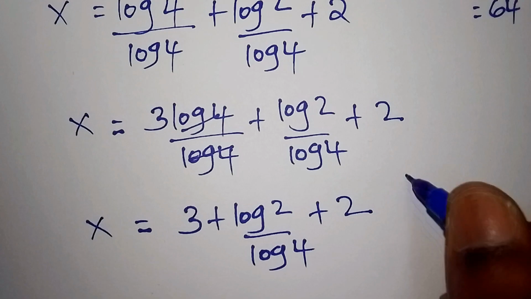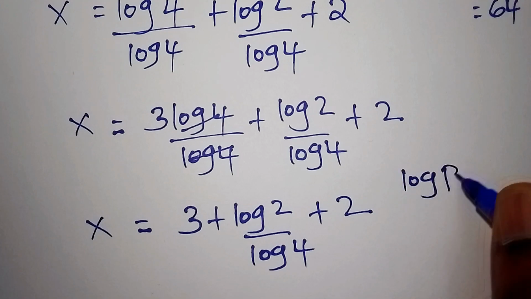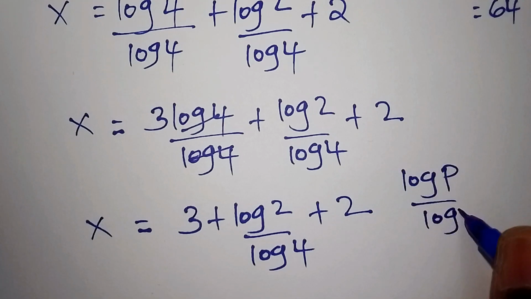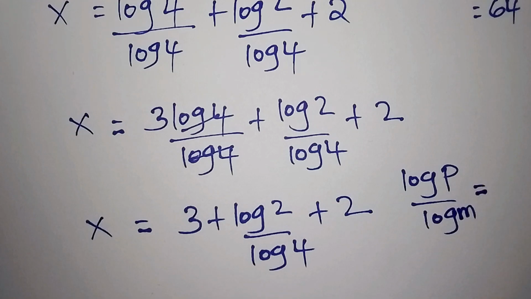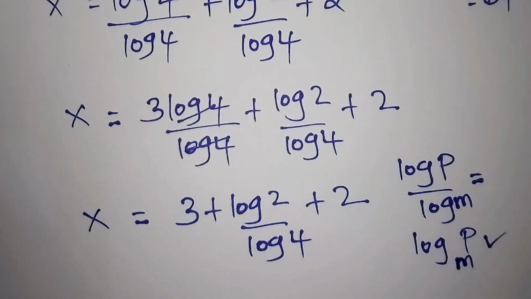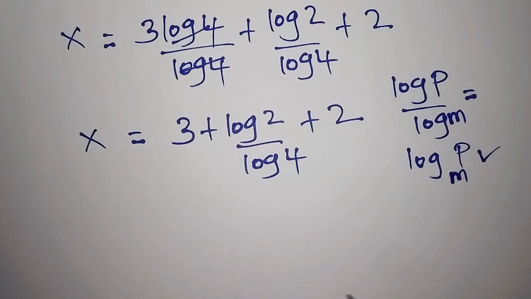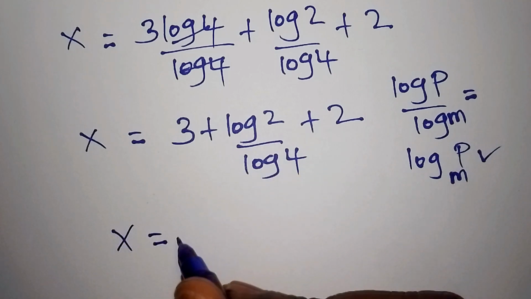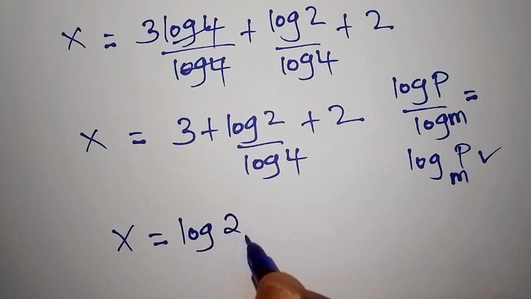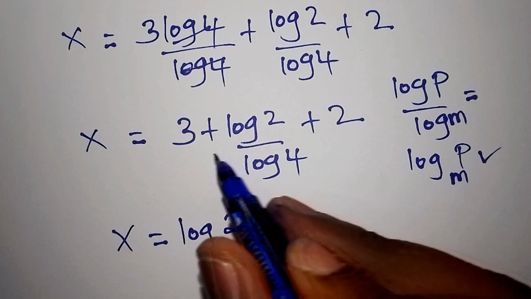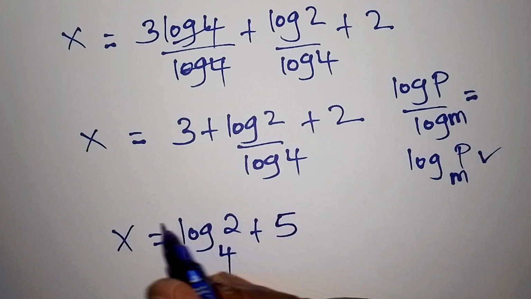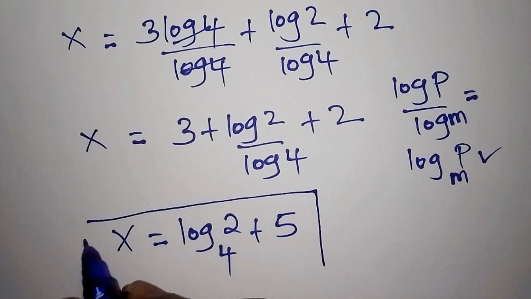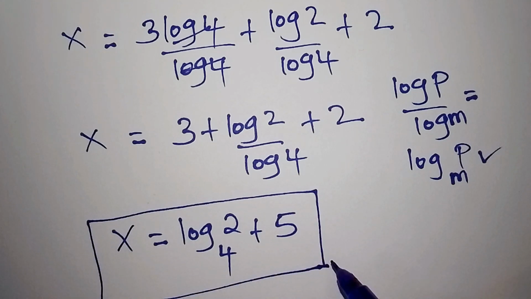So assuming that we have, for example, the log of p all over the log of m, according to the law of logarithm, we shall now rewrite this one as the log of p to the base of m. So similarly, now our final answer for this question shall be the value for x is equals to the log of 2 to the base of 4, plus 3 plus 2, that is 5. So now these qualify to be our correct maths answer.